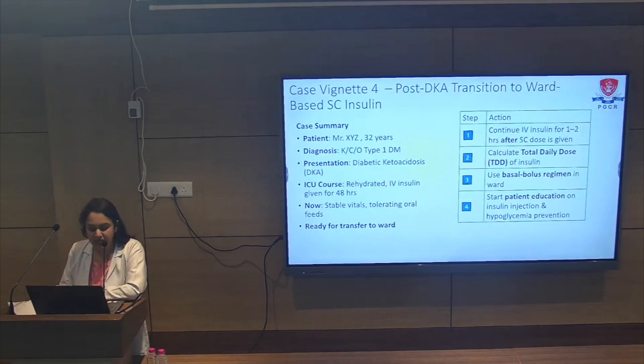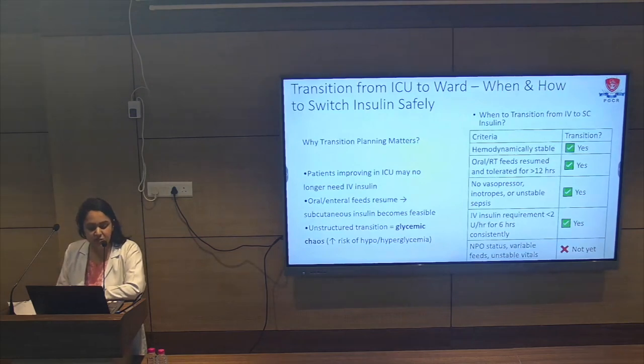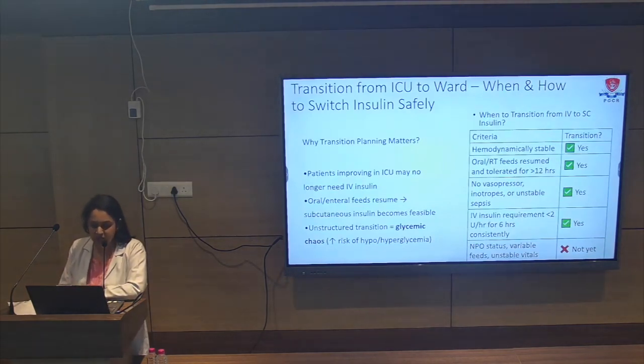And we calculate the total daily dose of insulin and then shift the patient to a basal bolus regimen in the ward. Now, why does transition planning matter? Because the patient is improving in ICU and may no longer need IV insulin. Once oral or enteral feeds resume, subcutaneous insulin becomes more feasible. An unstructured transition may lead to glycemic chaos with increased risk of hypo or hyperglycemia.